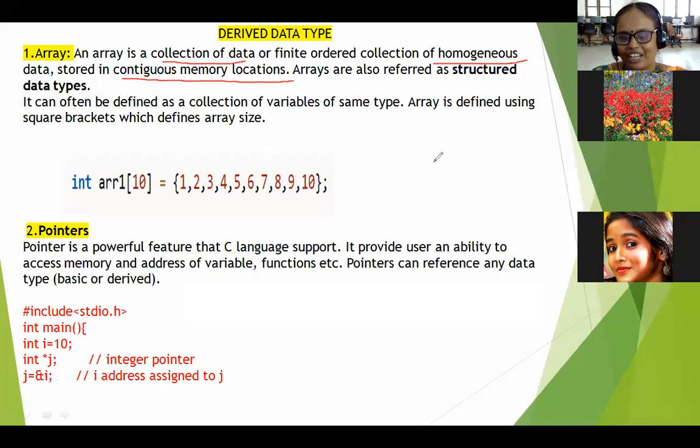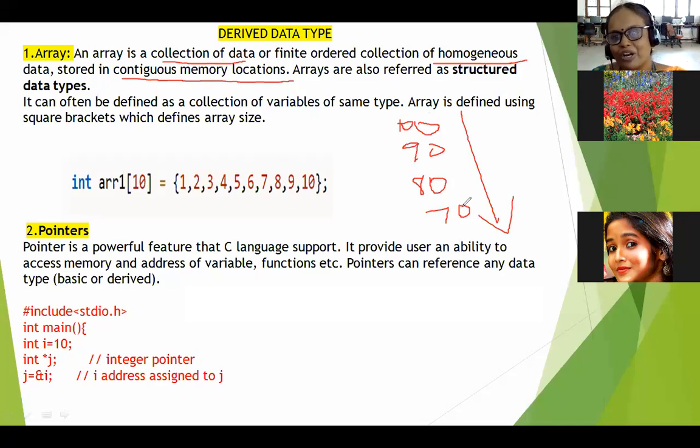So an array is nothing but a collection of data. For example, your marks are 100, 90, 80, 70, all similar data type. That's one condition. Collection of data is another condition. And I want to store it in continuous memory locations. At that time, I will go with the array concept. So an array means a collection of homogeneous, similar data type stored in contiguous memory locations. This will be the definition.